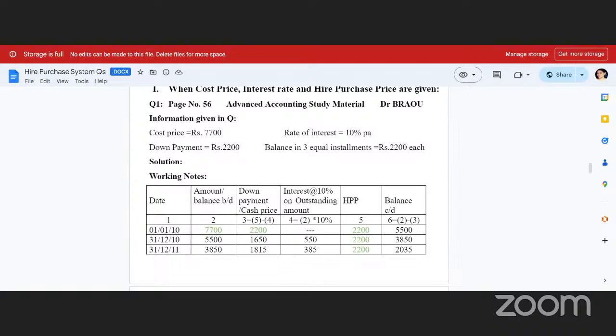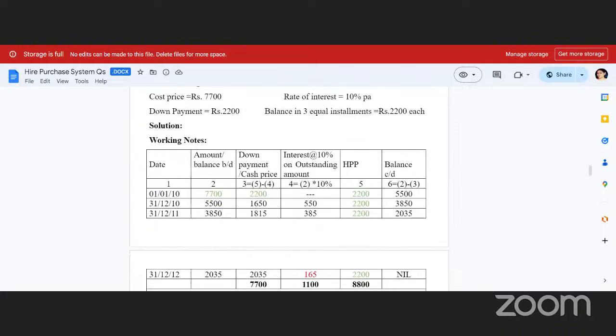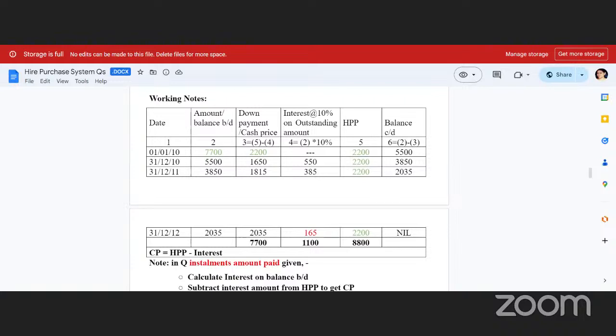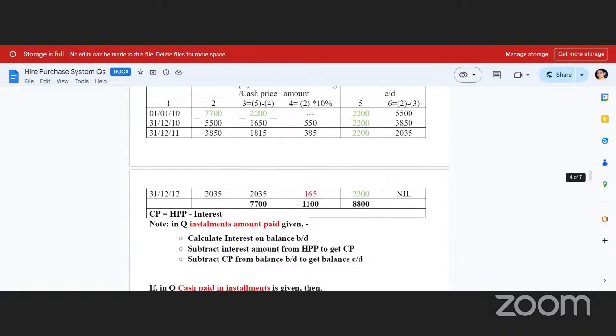Whatever the instructions and tips I explained to you, following those, immediately you take one simple question and practice it, so that you will understand how much you understood, and it fixes in your brain for the examination. So now move on to the hire purchase. When all three are given, this is the method. First, do this table, then move on to the journal entries.